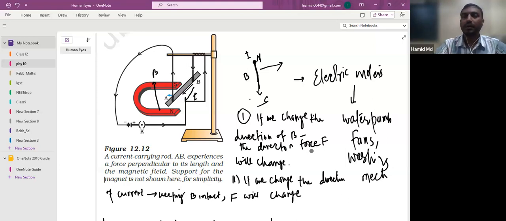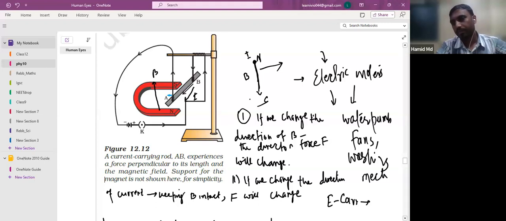So what does electric motor mean? We are giving electrical energy and getting mechanical energy. If you are using e-cars, then your example is true, like Tesla cars. So these are the examples. So what is this principle called? This principle is called the principle of induction.